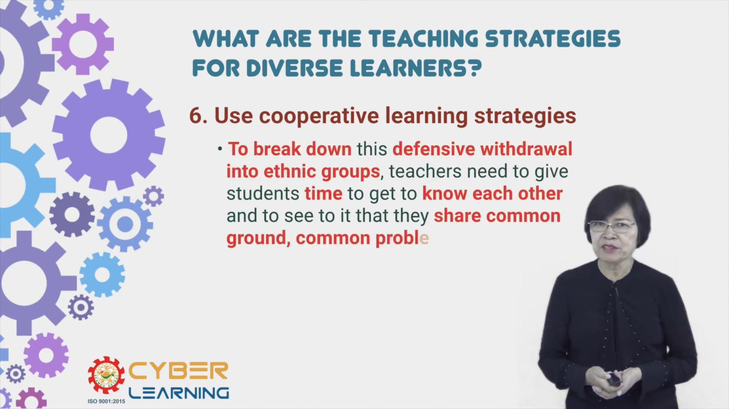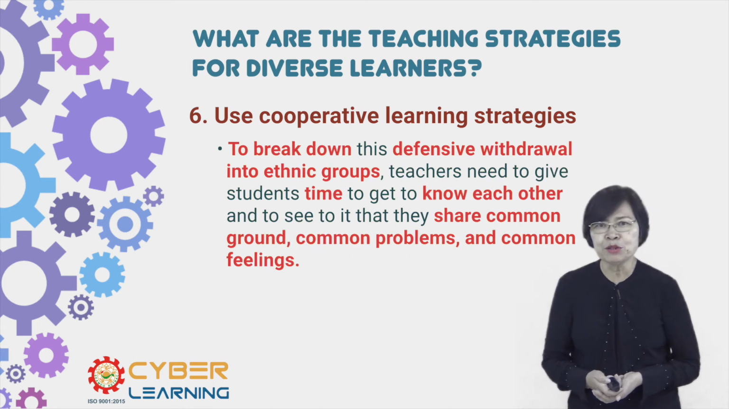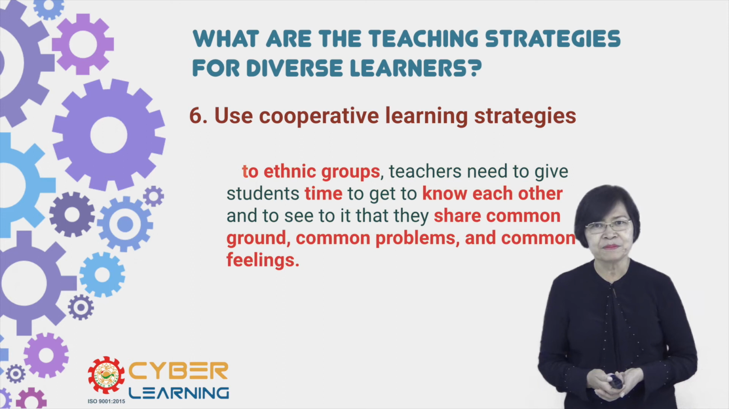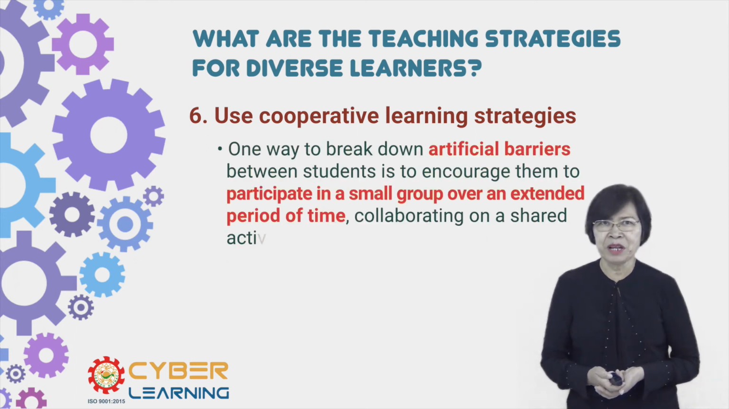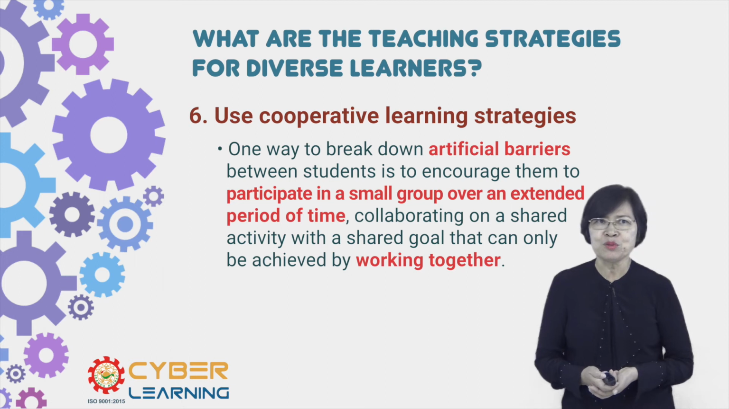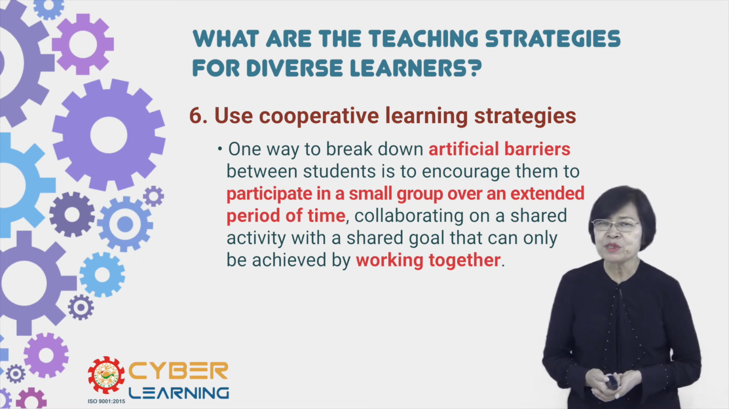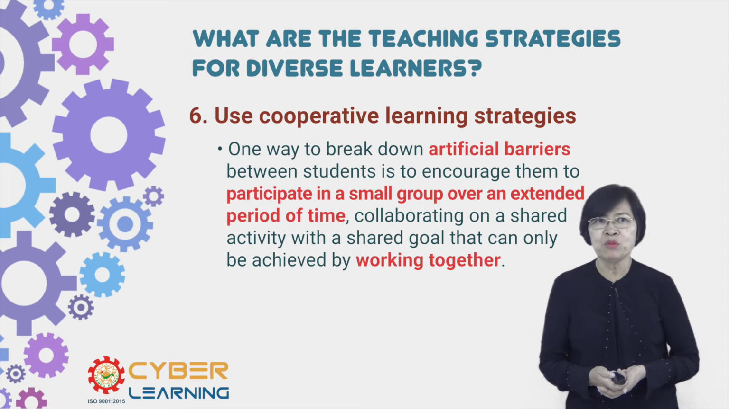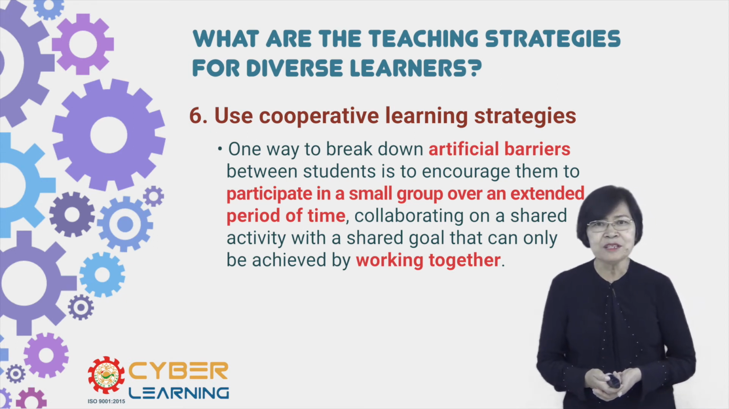To break down this defensive withdrawal into ethnic groups, teachers need to give students time to get to know each other and to see to it that they share common ground, common problems, and common feelings. One way to break down artificial barriers between students is to encourage them to participate in a small group over an extended period of time, collaborating on a shared activity with a shared goal that can only be achieved by working together.